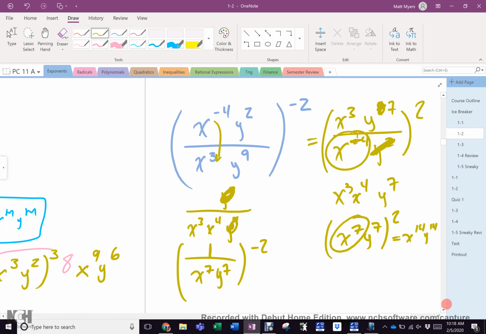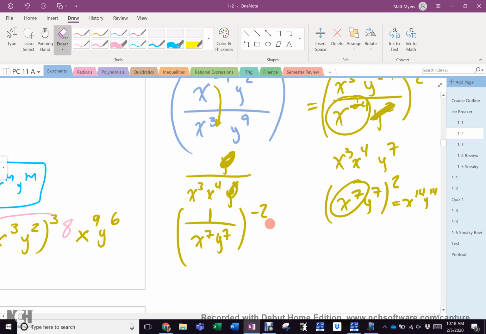I should have used different colors. I'm sorry for that. This one, negative 2, will reciprocate this, right? And I'll get x7, y7 over 1. Do we ever write over 1? No, so it's gone. And this is now the positive 2. Then I distribute, and I get x14, y14, and I have the same answer. Everybody good? Yeah. All right.